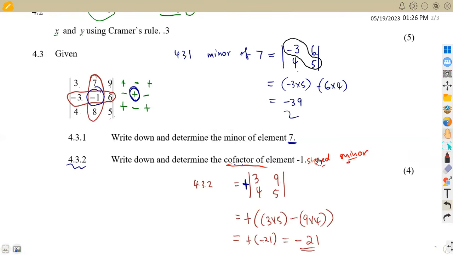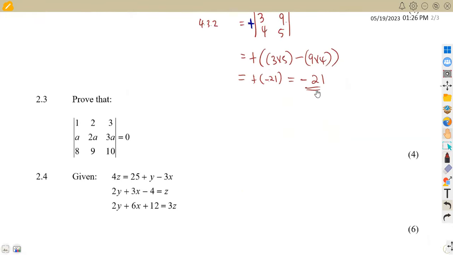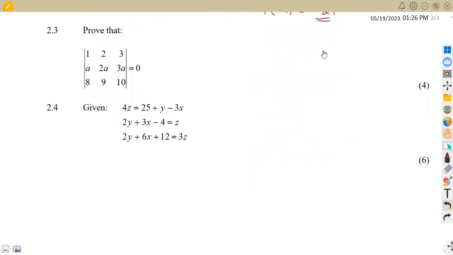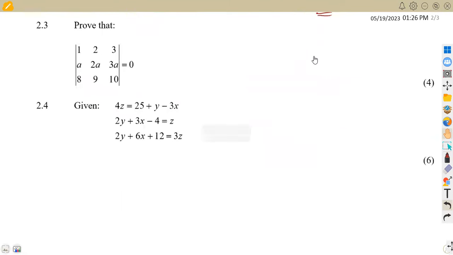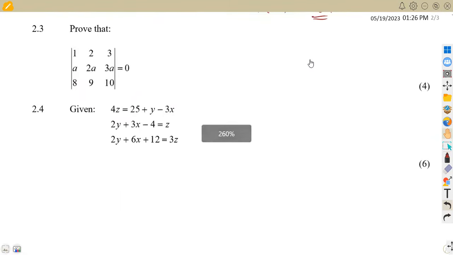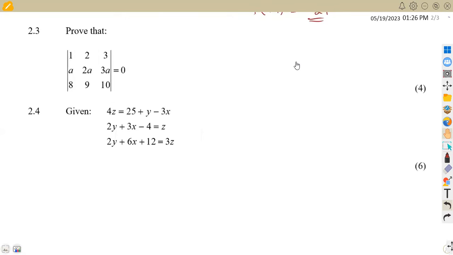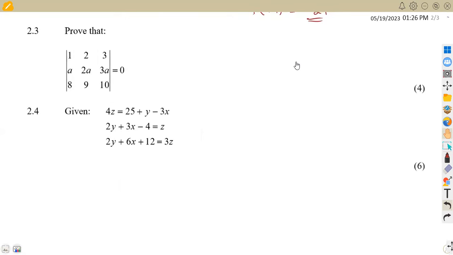Before, it was the minor. This matrix, this presentation alone, is a minor. But the moment you multiply by a sign, it's now a cofactor. All right, so that was our question. We move on to question 2. This is another question that we were given. This part was actually to prove that the determinant of this part is equal to 0. Remember, we talked about the determinant before.